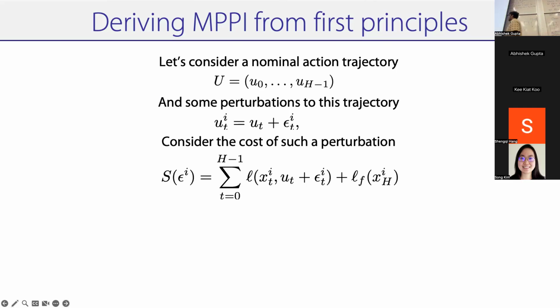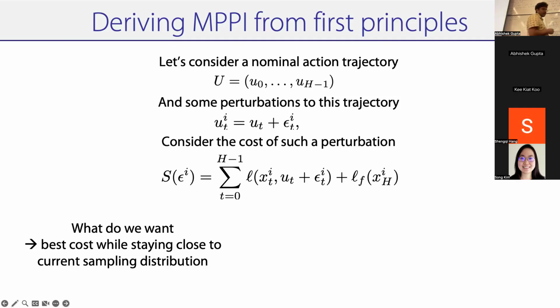What you want to do is measure the cost. Cost is just negative reward here. So you want to measure the cost of this disturbed trajectory. And so you want to say the cost is the sum of costs over different time steps when you take actions which are u_t plus epsilon, right? And the goal in MPPI is to say, how do we choose the disturbance epsilon so that we find something that minimizes the cost while not deviating too far from my current sampler?